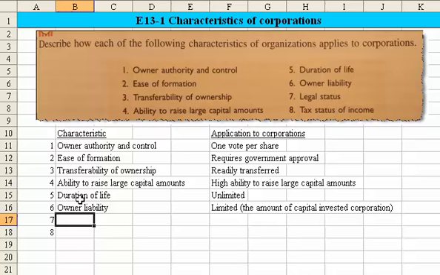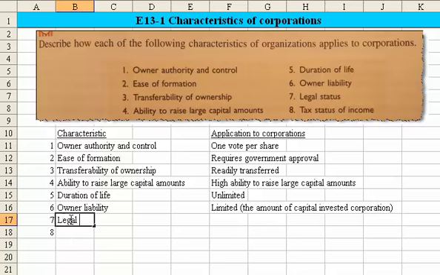Now, there are ways to what's called pierce the corporate veil, but by and large, if you are following the rules and running the business as a separate corporation, then there is separate and distinct owner liability of the person that owns the stock from the liability and obligations of the corporation itself.